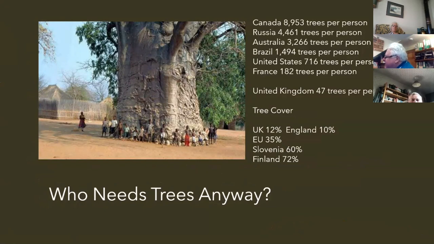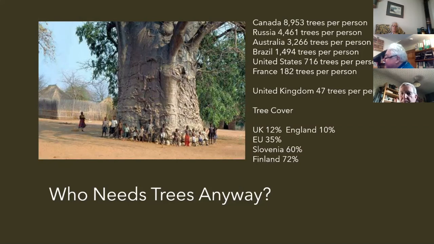If you look at the numbers, Canada at the top, nearly 9,000 trees per person. UK, 47 trees per person. We're not the worst place on planet Earth. Holland has less cover than we do. Iceland has less cover than we do. Malta has the least cover of any country in Europe. But it's a heck of a difference, isn't it?